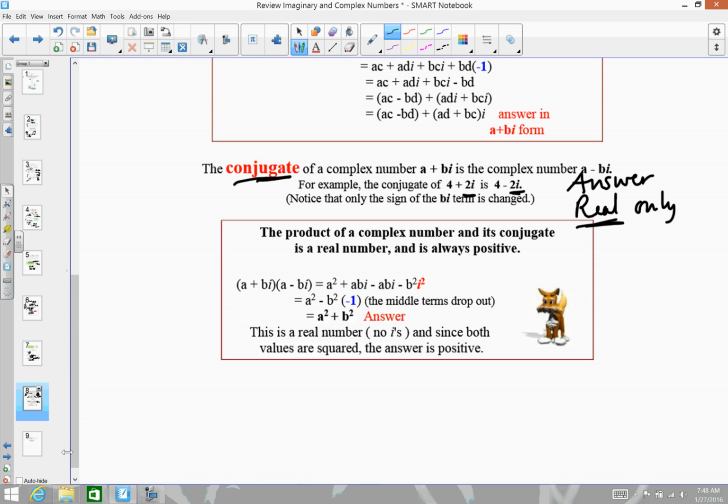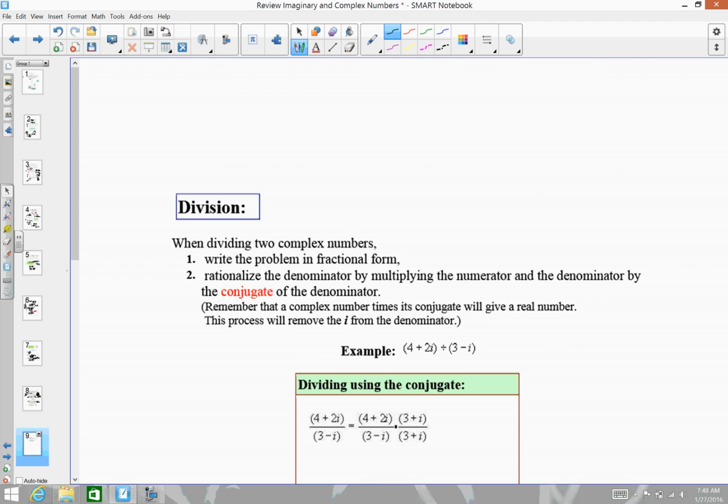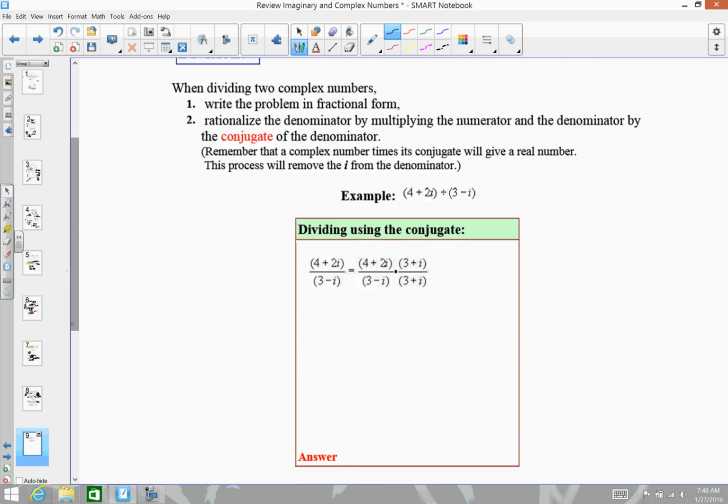Alright, so let's take a look now at when we divide complex numbers. And this is where we're going to make use of multiplying by a complex conjugate and having our answer be real. If we are dividing complex numbers, if I write it like it is a fraction, 4 plus 2i over 3 minus i, just like with radicals, we cannot leave imaginary parts in the denominator.